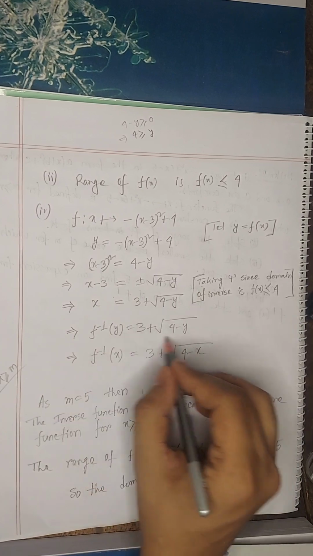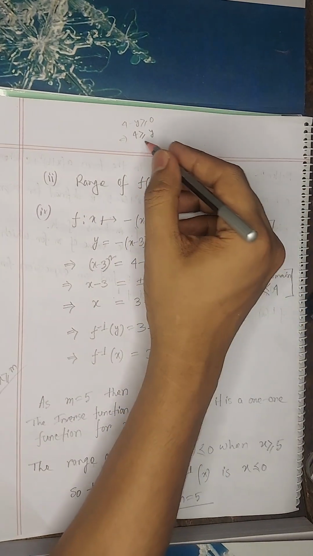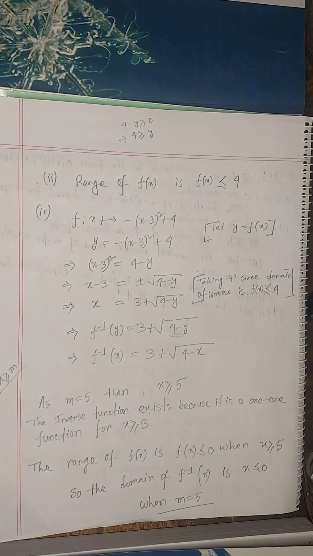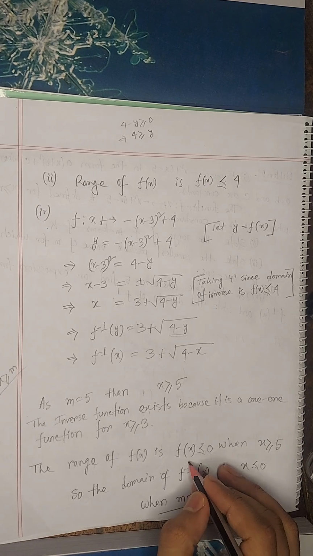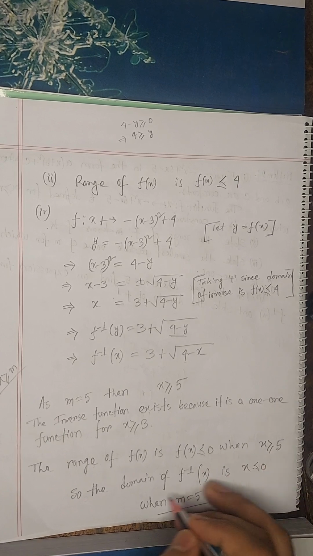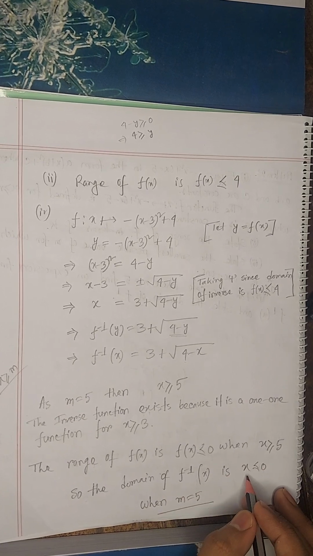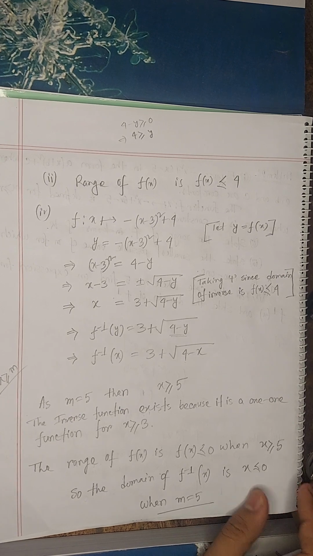Here, if we see the f inverse part, this part becomes greater than or equal to 0, so 4 will be greater than or equal to y. So then as m is equal to 5, then x is greater than or equal to 5, so the inverse function exists because it is a 1-1 function for x greater than or equal to 3. The range of f(x) is f(x) less than or equal to 0 when x is greater than or equal to 5. So the domain of f inverse x is x less than or equal to 0 when m is equal to 5. Okay.